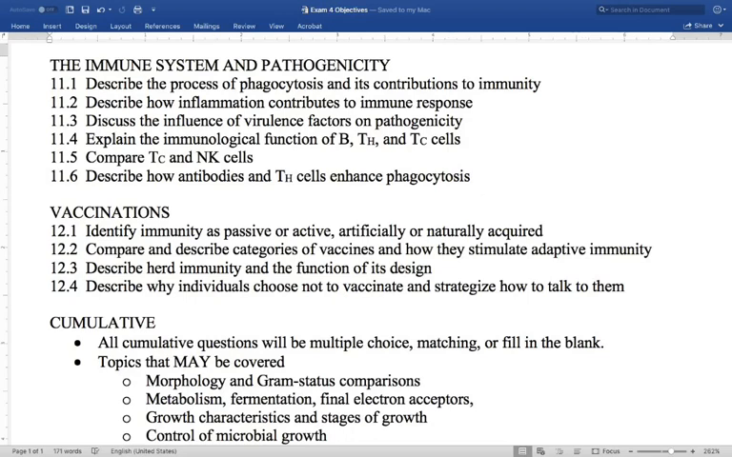Next, we talked about inflammation. And so I'm asking you to describe how inflammation contributes to the immune response. We talked about the role of macrophages to recruit neutrophils through the secretion of chemokines, and also to activate neutrophils through the secretion of cytokines. And we talked about terms like margination, diapedesis, edema, as mechanisms by which neutrophils move to the site of infection, make their way out of the blood vessels and into the location where the infection is occurring. And don't forget, we also use the term vasodilation here as well.